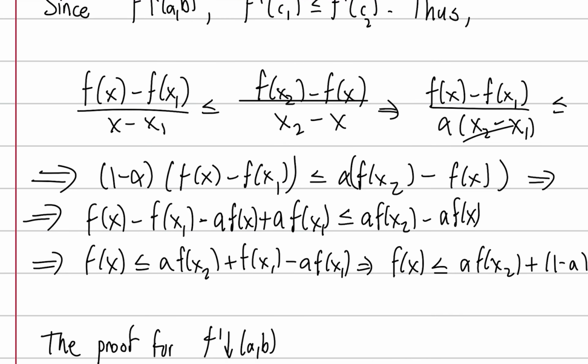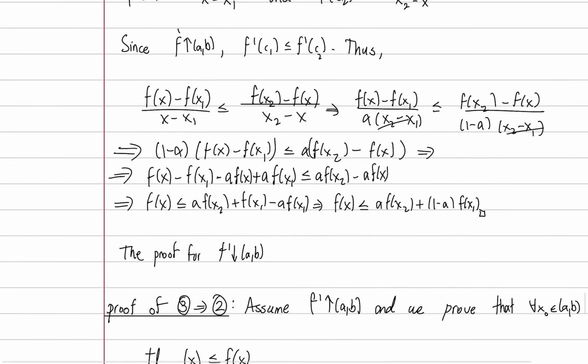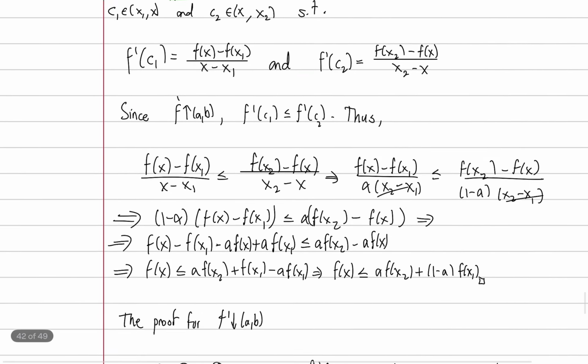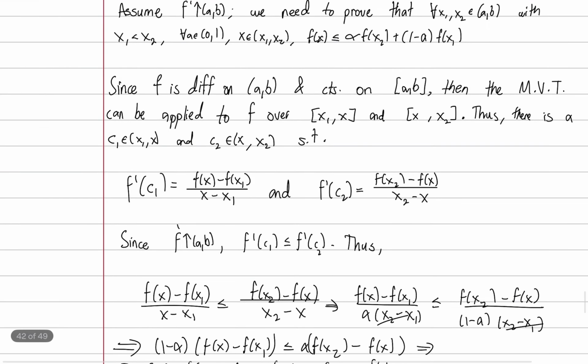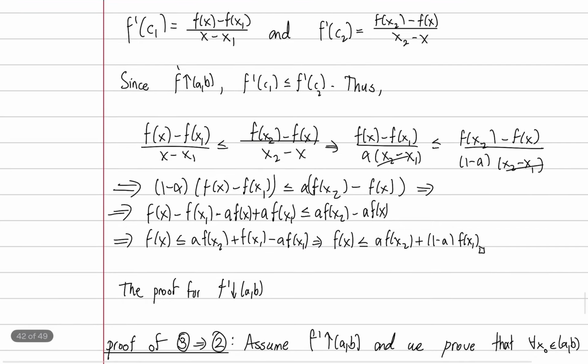Expanding the parentheses out, doing some algebra, moving everything to the other side and isolating f of x, we get f of x is less than or equal to alpha times f of x2 plus (1 minus alpha) f of x1, right? And the proof for concave down, which is f prime is decreasing, is similar. So what have we proven? Well, we've proven now that if the derivative is increasing, then the secant lines must be above the graph, right?